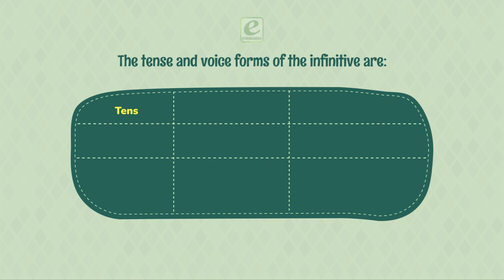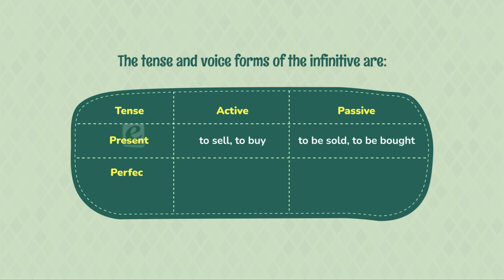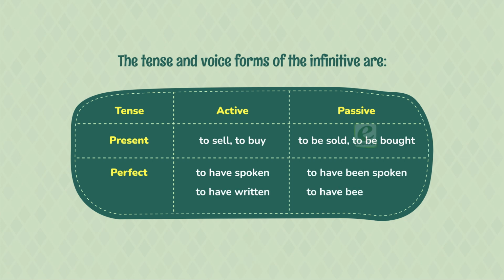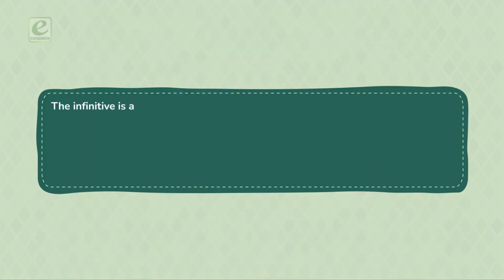The tense and voice forms of the infinitive are: tense, active, passive; present, to sell, to buy; to be sold, to be bought; perfect, to have spoken, to have been spoken; to have written, to have been written. The infinitive is a verbal noun.